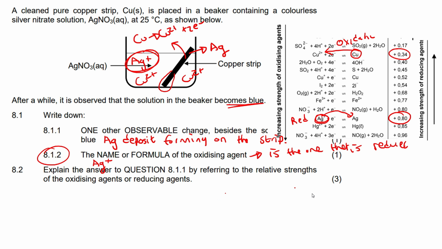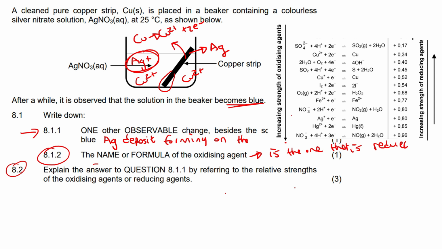All right. Okay, this last question now says, explain the answer to 8.1.1 by referring to the relative strengths. They're pretty much just asking us, why is a reaction taking place? Now, this is that part where you can say the one is a stronger oxidizing agent than that one, and so on. But there's so many different ways. So let's go through a couple options.